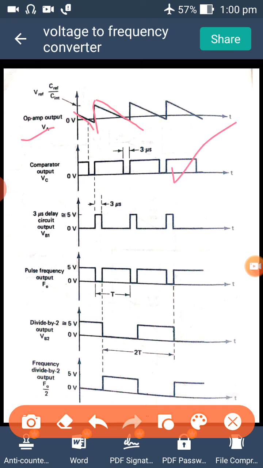Then this is the comparator output. This is the 3 microsecond delay. This is F0, the first transistor output. This is the divided by 2 circuit, which will be complementing. Then this is F0 divided by 2, the Q2 output frequency, right?